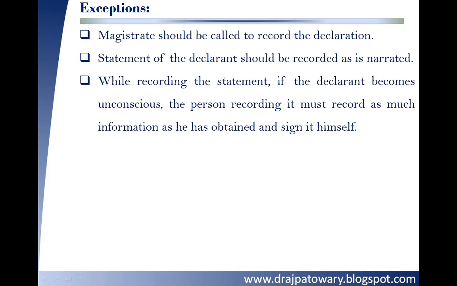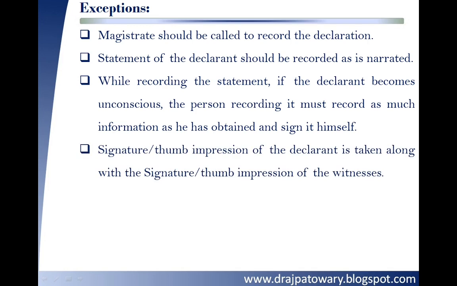While recording the statement, if the declarant becomes unconscious or his condition deteriorates, the person recording it has to record that, stop the recording, and make a note that this has happened and that he is stopping. The signature or thumb impression of the declarant is taken along with the signature and thumb impression of the witness.